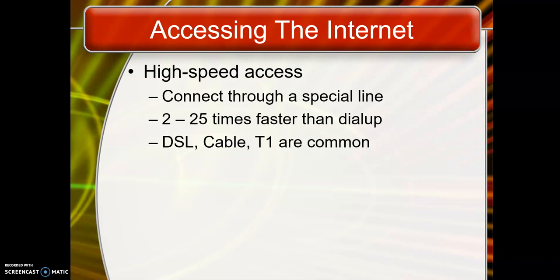So for high-speed access, they connected through special or dedicated lines. They were 2 to 25 times faster than the dial-ups. It includes DSL, cable, T1, T2, etc.